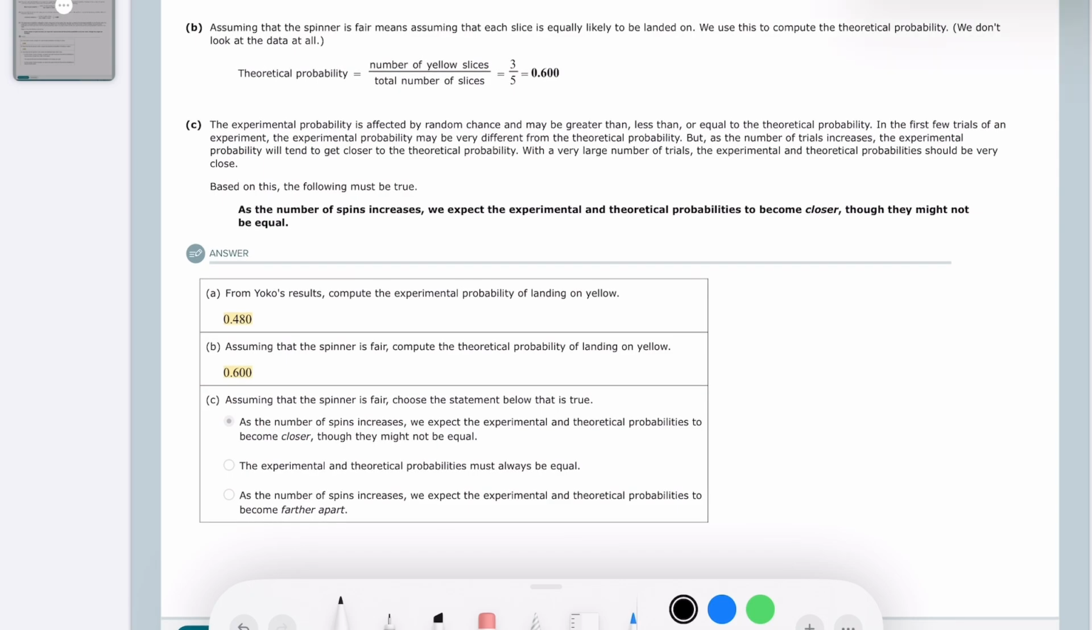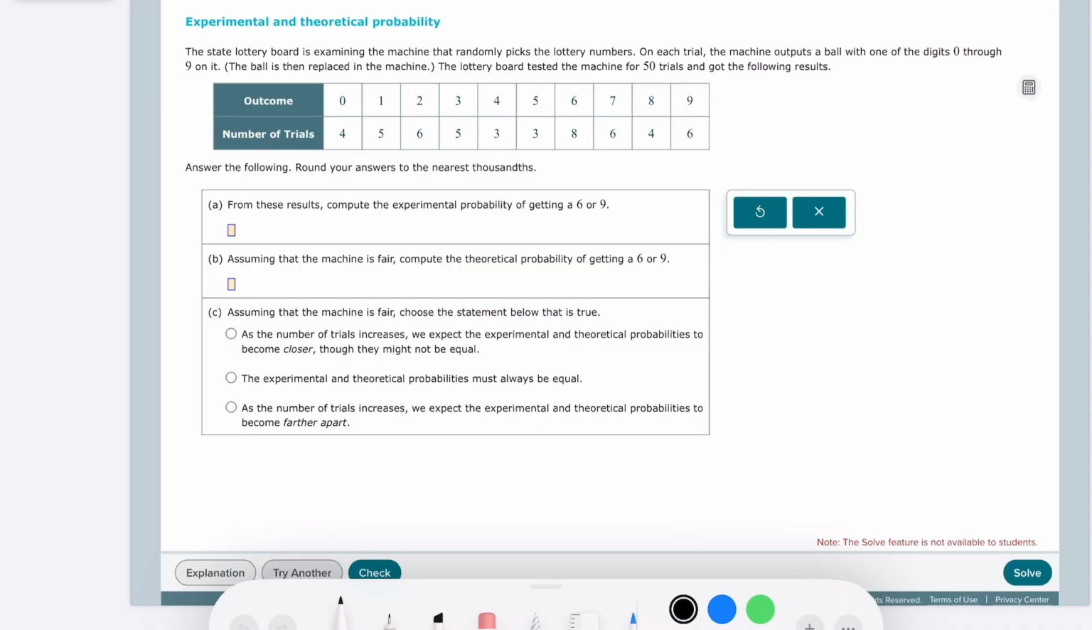Let's do one more. Okay, so here's the state lottery. There's 50 trials, 0 through 9. From the results, compute the experimental probability of getting a 6 or a 9. So the probability of getting a 6 or a 9 is 8 plus 6 over, how many was it? 50. So that would be 14 out of 50, which you can do the decimal there.